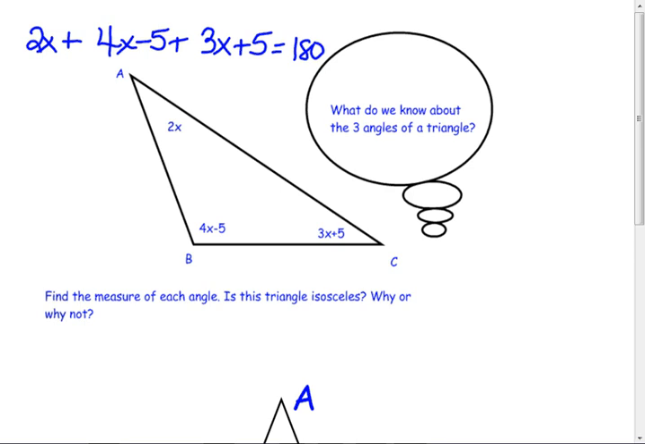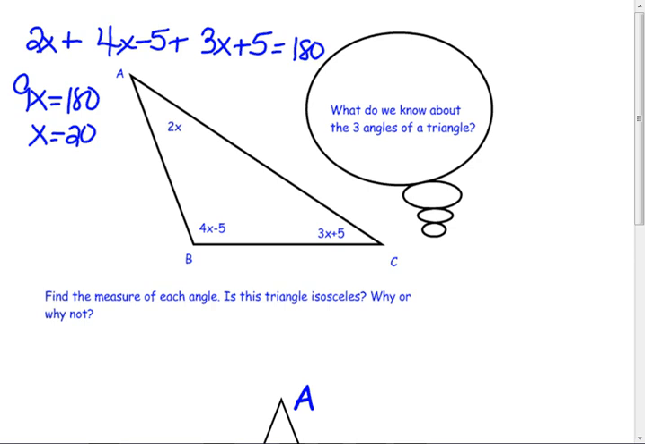Anybody tell me what the x's add up to? 9x. What happens to the numbers? Yeah, 9x, that's 0, equals 180. What's x? 20. Now, that didn't answer the question, though, but I had to find that. Okay, is everybody okay with that?